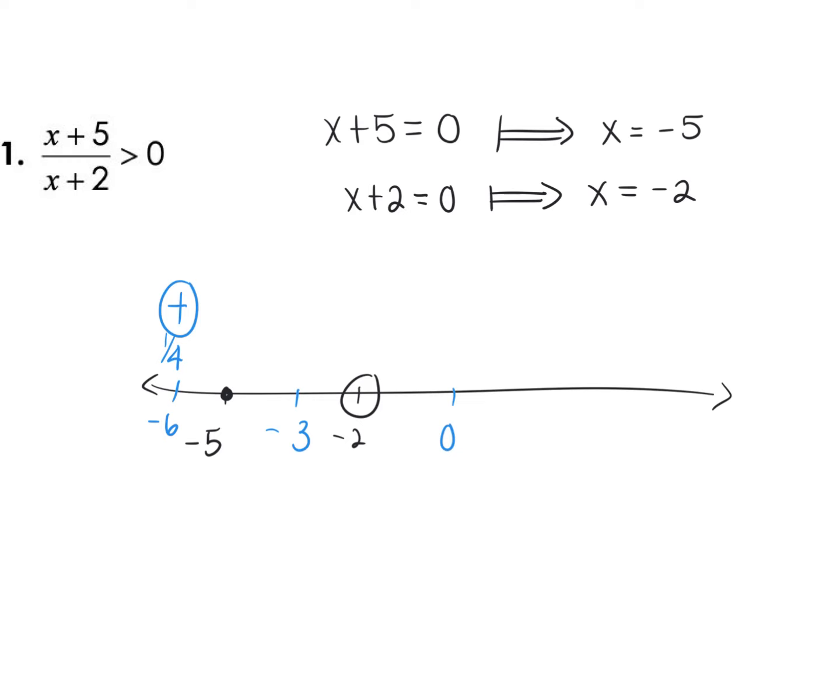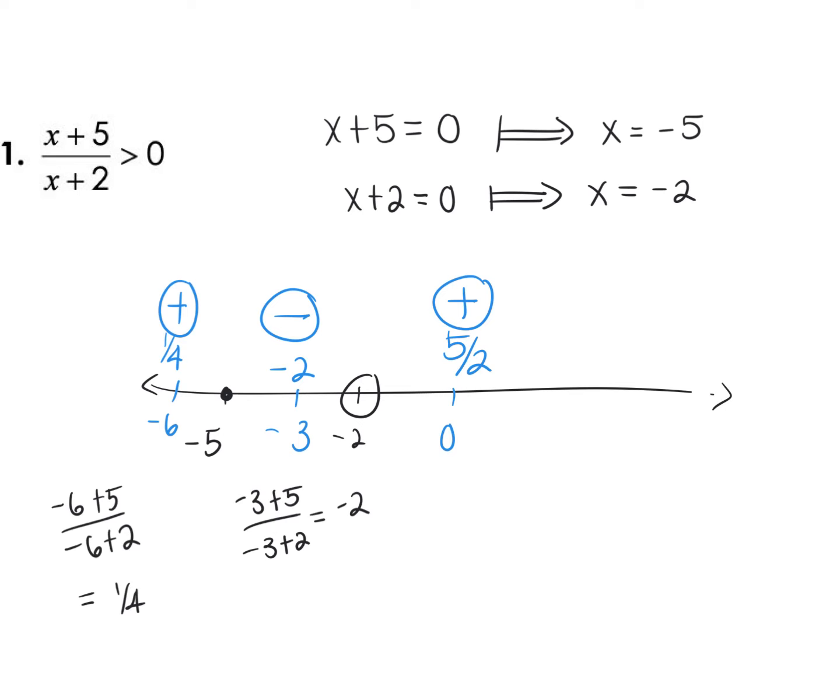At negative 3, the graph is at negative 2, so that's going to be less than 0. And at 0, the graph is going to be at 5 over 2, so that's again greater than 0. And we can figure these out by plugging in each of these values in for x. So it would look like this. And this is how we'd have it all written out. So then we want to figure out when we are greater than 0. So we have from negative infinity to negative 5, union with negative 2 to infinity.